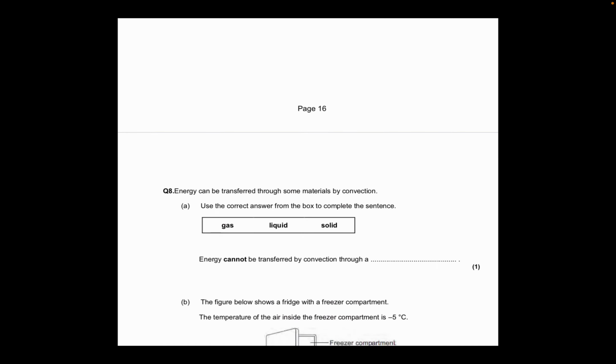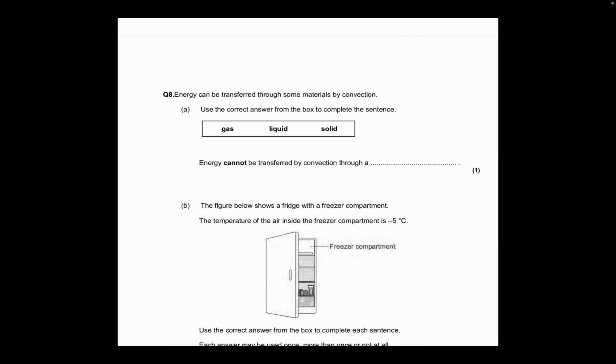Now the next question states that energy cannot be transferred by convection. Now this is going to be happening through a solid. Convection usually involves gases and liquids, right?